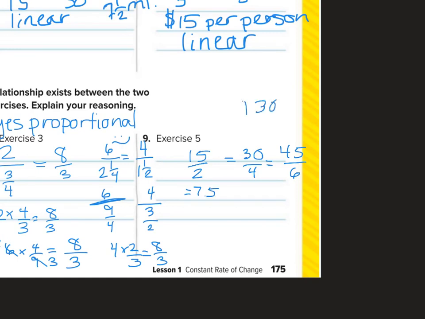30 divided by 4. 4 does not go into 3, but 4 goes into 30 7 times. 7 times 4 is 28. Subtract, we get 2. 4 goes into 20 5 times. 5 times 4 is 20. This one is also 7 1/2.